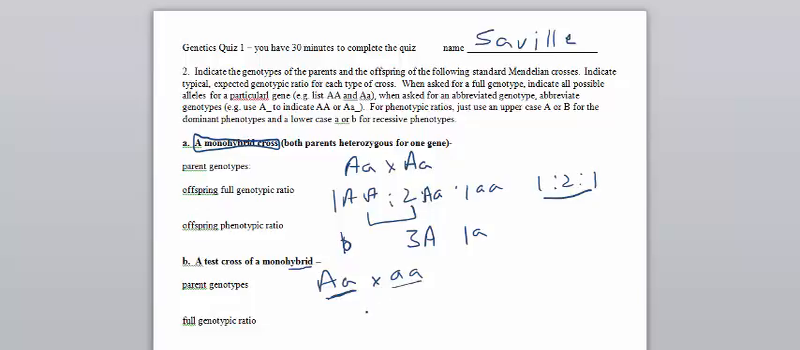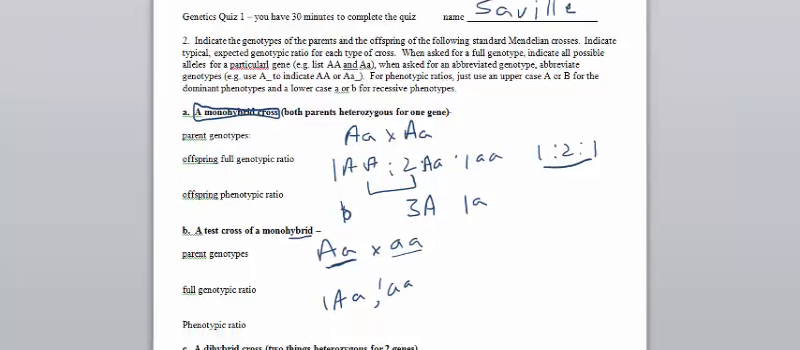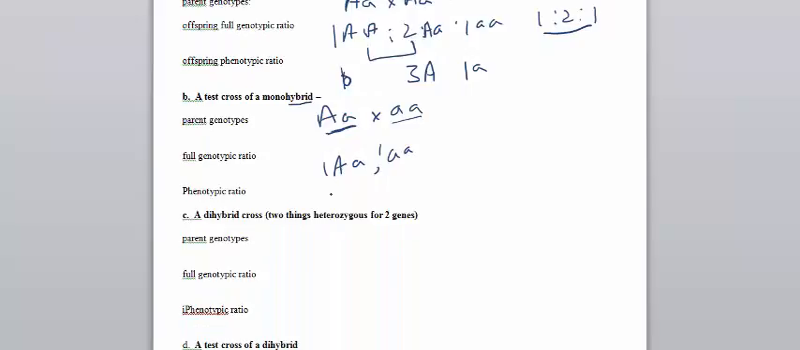for whatever genes are involved. So then the genotypic ratio, we can put in the full genotypic ratio here because there's only 2 things. And so we get one of those and one of those. The phenotypic ratio in this case is the same as the genotypic ratio. So again, we're just using these as designations for the phenotype.